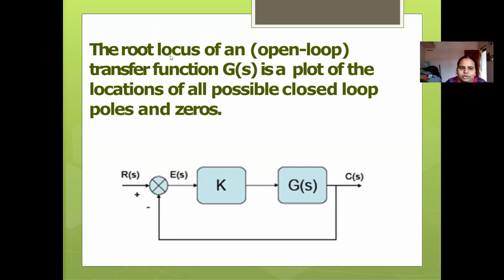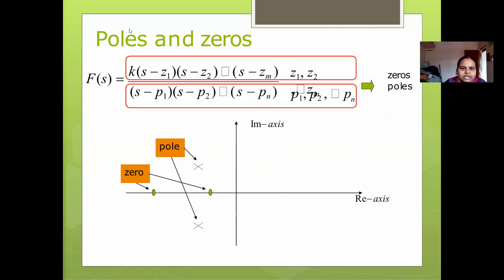Then the root locus for the open loop transfer function, that is G of s, is the plot of the location of possible closed loop poles and zeros. Means we have to take an open loop equation for the given function. Then see how the poles or zeros are given. Here an example is given, that is F of s, where the numerator part will give the number of zeros and the denominator part will give the number of poles. Observe here, the zeros are represented as a 0 and poles are represented by a cross, based on what values it consists of. This is your real axis and this is our imaginary axis.